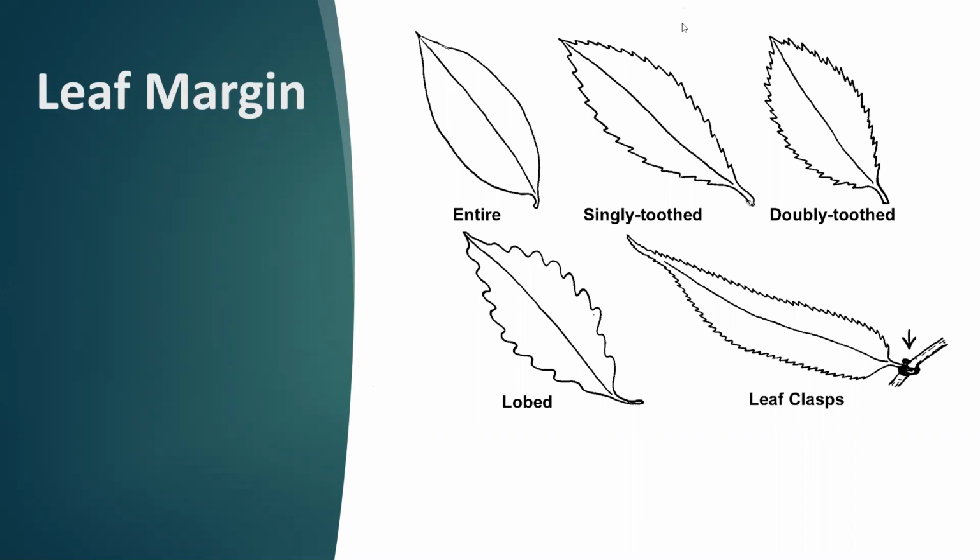And the last leaf margin that we're going to focus on is the lobed. That's what most people are familiar with. That's your maple leaves, your oak leaves. All those are pretty good examples of lobed leaves.